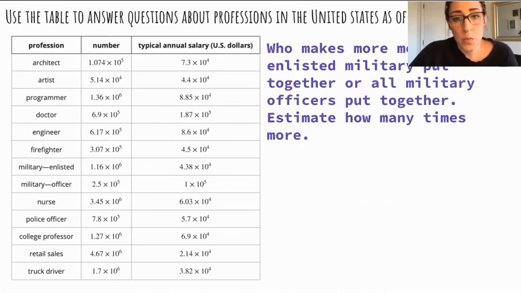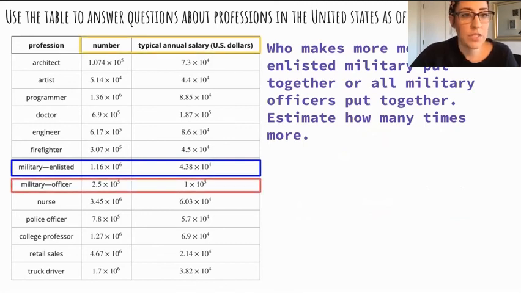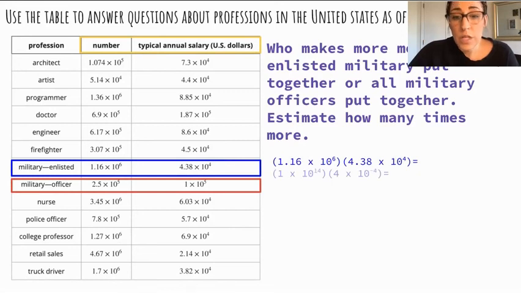This one says, who makes more money? All enlisted military put together or all military officers put together? So we have our military enlisted, our military officers, and we're looking at that number times the typical annual salary. So let's start with the enlisted military. So again, we're going to use some estimation here. We're going to say 1.16 is close to 1 and 4.38 is close to 4. Multiplying those leading factors together to give us 4, and then the 14 plus the negative 4 is going to give us an exponent of 10 for our power of 10.